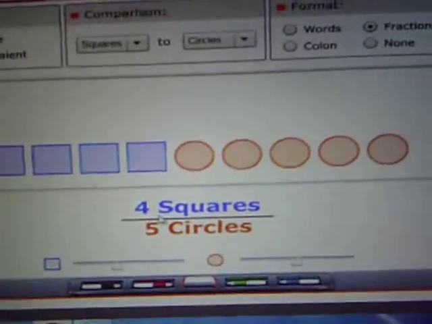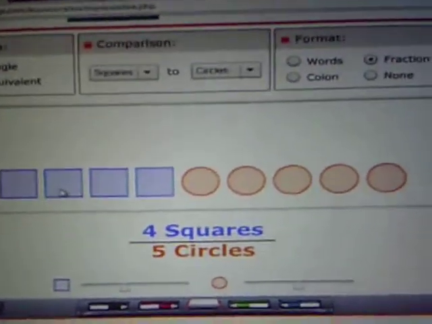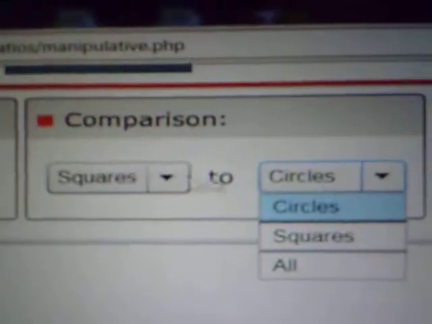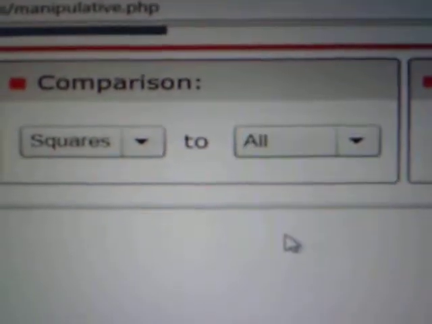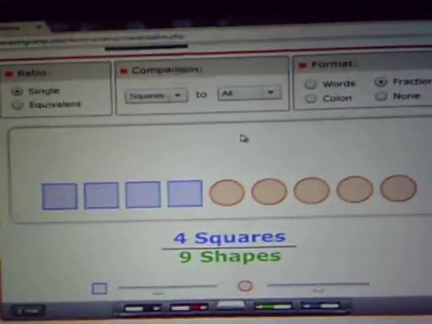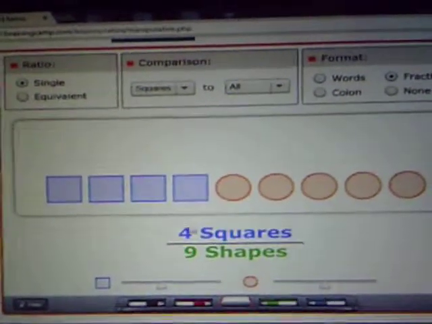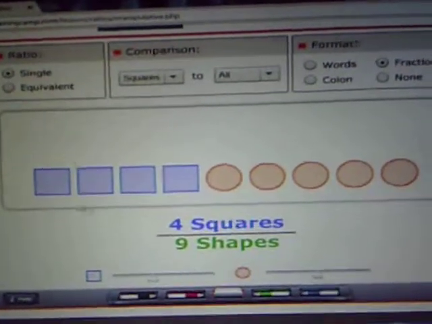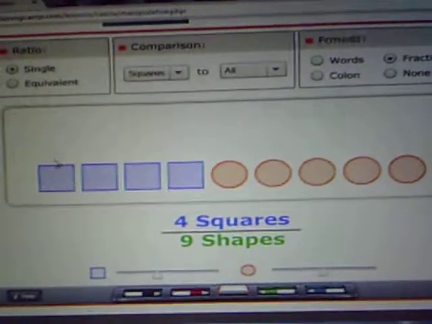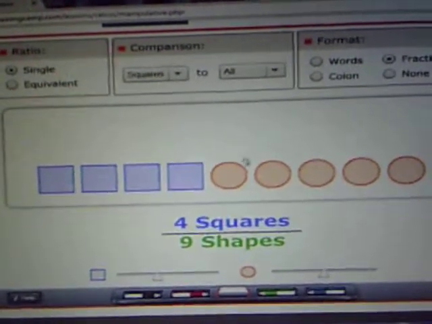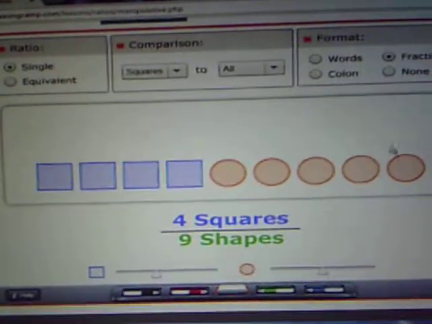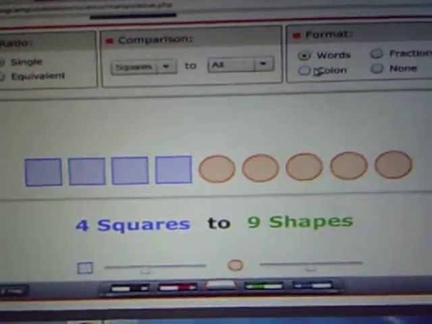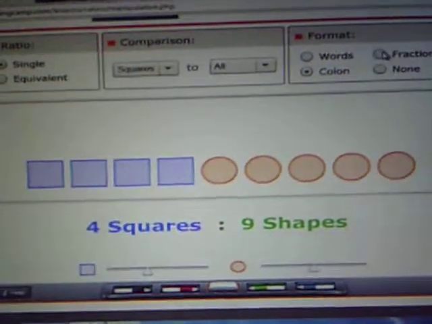This is, of course, squares to circles, a part-to-part ratio. But I could change it to make it squares to all and make a part-to-whole ratio. Squares to total shapes. There are 4 squares to 9 total shapes. 1, 2, 3, 4, 5, 6, 7, 8, 9. And again, I can write this with words. I can write this part-to-whole ratio with a colon or as a fraction.